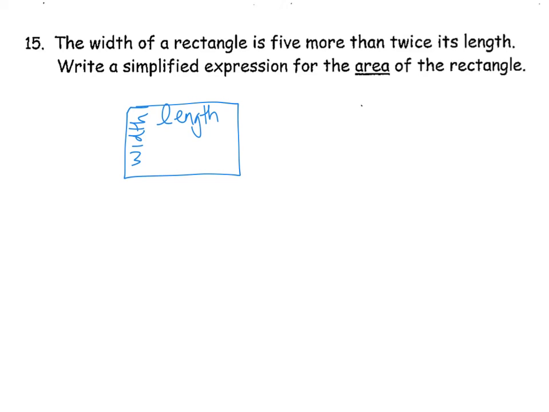Okay, so we read it slowly and carefully. The width of a rectangle is, by the way, is means equal sign, 5 more than twice its length. 5 more than what? Than twice the length. So I'm going to do 5 more, which means it's going to be a plus 5 at the end. 5 more than what? Twice the length. I want to put twice length, 2L. Makes it easy. Okay, so that's my width, you guys. 2L plus 5.